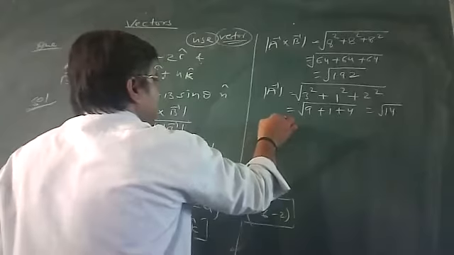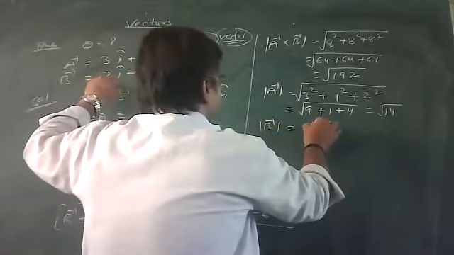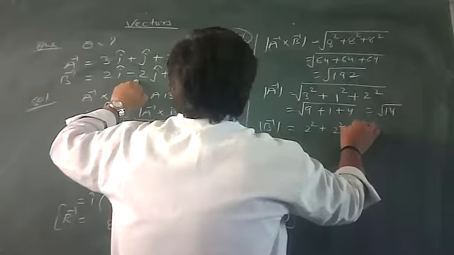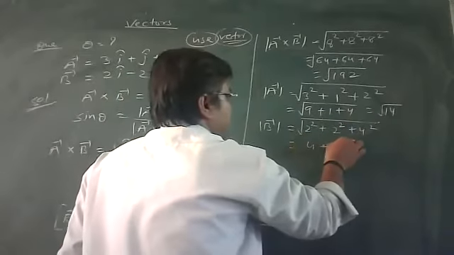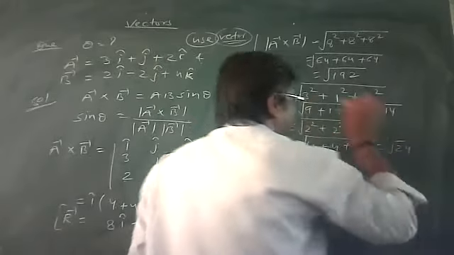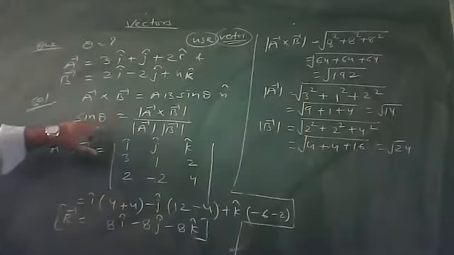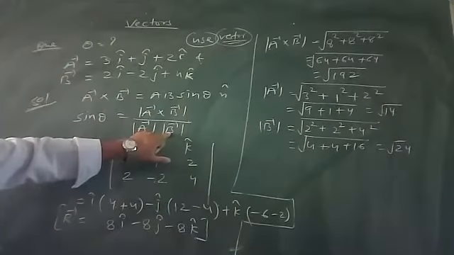Next, the modulus of the B vector. What is the modulus of the B vector? Square of 2 plus square of again 2 plus square of 4. You will obtain 4 plus 4 plus 16. You will get root 24. So I have obtained the modulus of A cross B, the modulus of the A vector, and the modulus of the B vector.